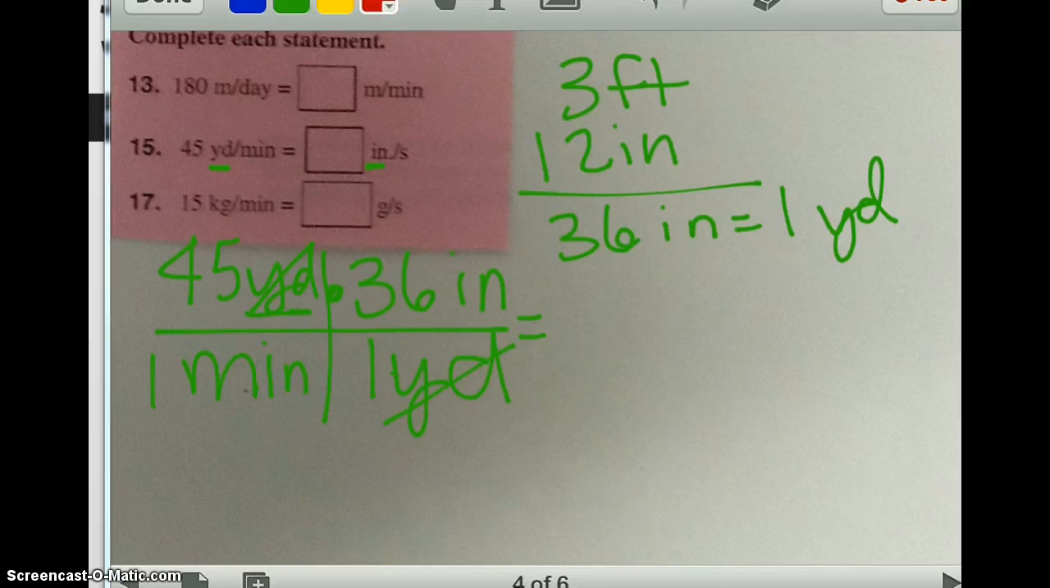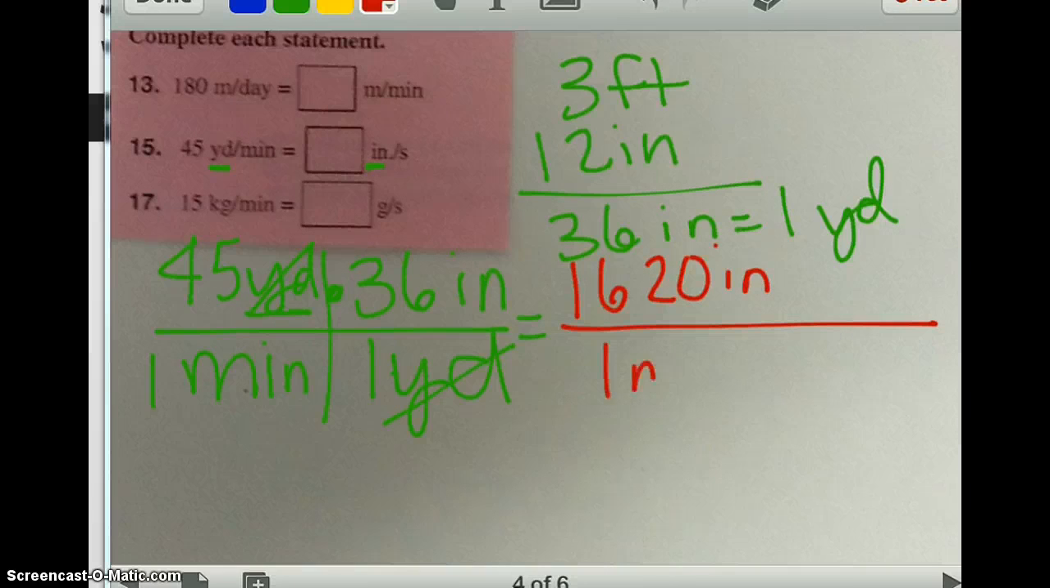Got it. It's 1,620. Now we're in inches, but do you see on the bottom I've still got minutes? Okay, so now we're going to go minutes to seconds. If I've got a whole bunch of minutes and I want to go to seconds, my number is going to have to shrink because I don't get as far in a second as I would in a minute.